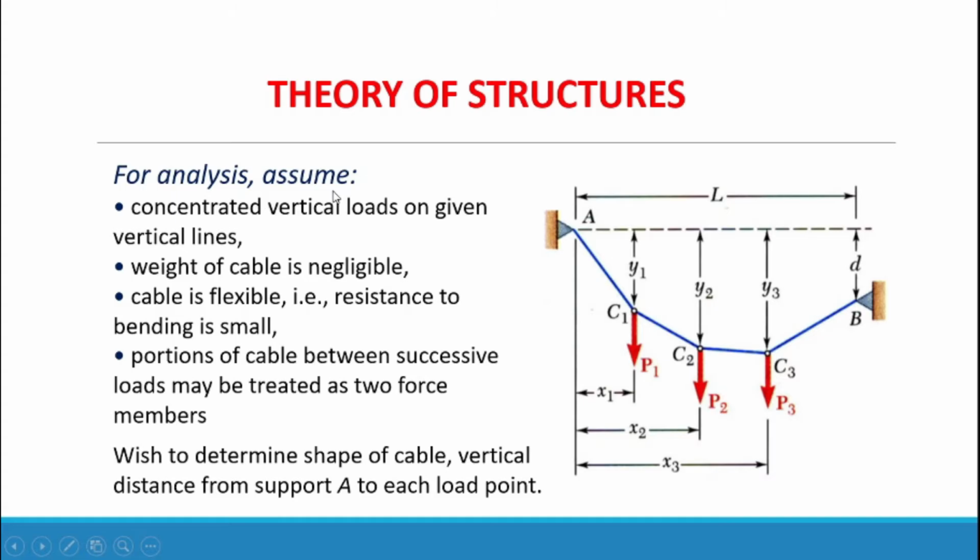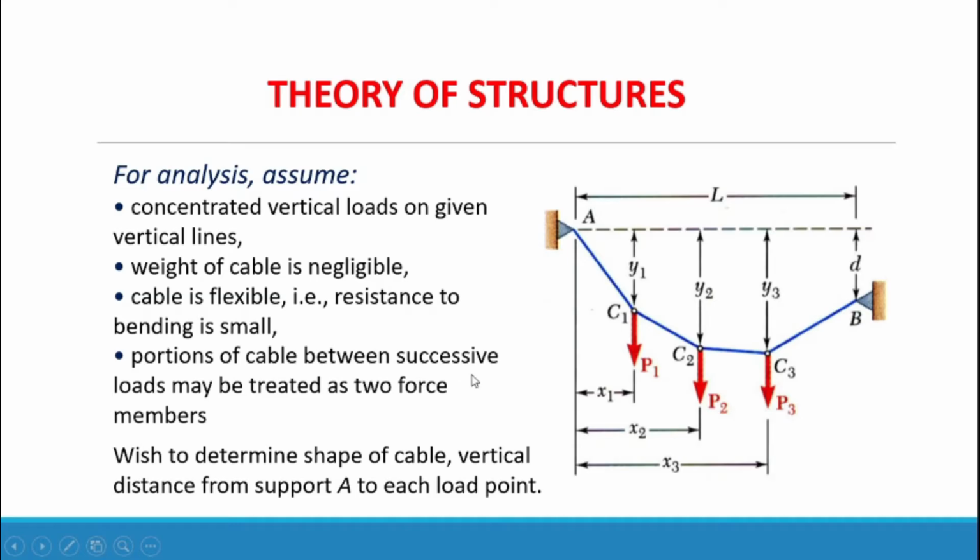For analysis, assume concentrated vertical loads on given vertical lines. So we have here P1, P2, P3. These are vertical loads, and they are concentrated loads at certain points, which are C1, C2, and C3. And the weight of the cable is negligible. The cable is flexible. Resistance to bending is small.